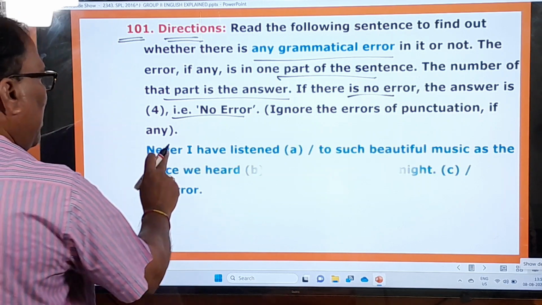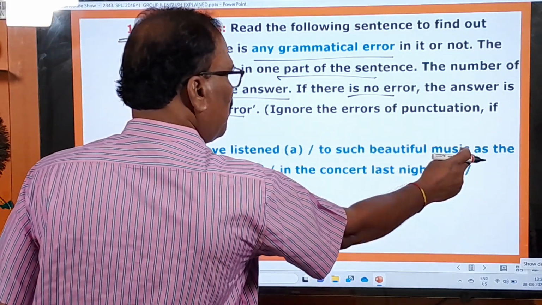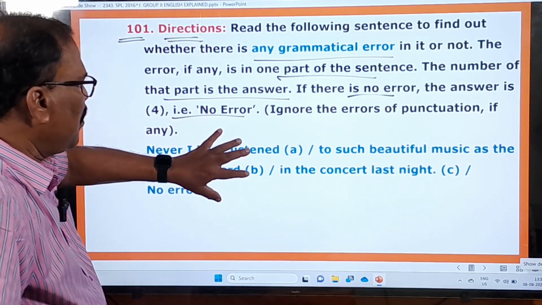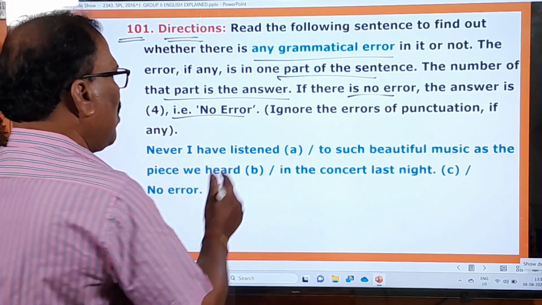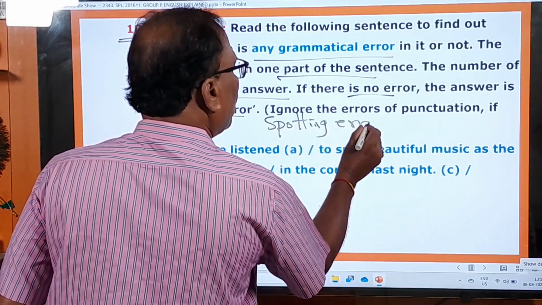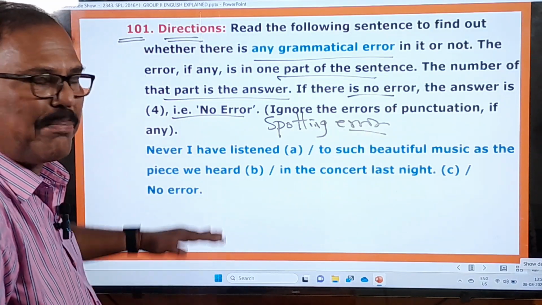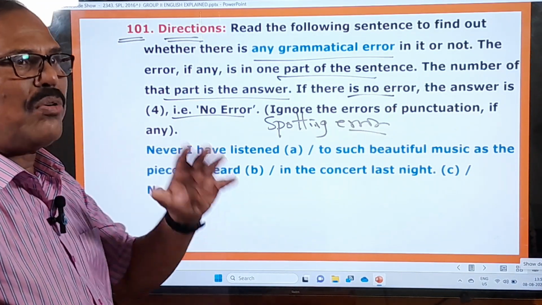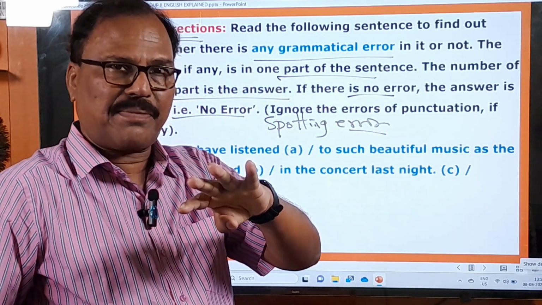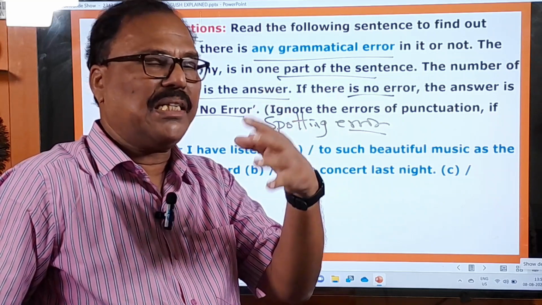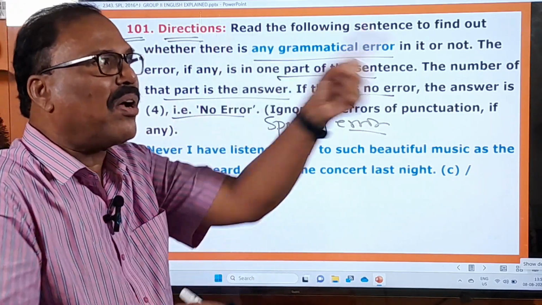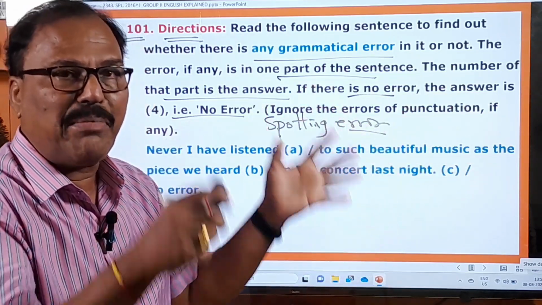Let us see that. Never I have listened to such beautiful music as the piece we heard in the concert last night. So whenever a spotting error question is given, this is called spotting error, or error detection, okay. In the spotting error question, what happens in the examination is that a sentence is given, divided into either 3 parts or 4 parts. It doesn't matter whether the sentence is divided into 3 parts or 4 parts. What you have to do is choose that part of the sentence in which there is a grammatical error.